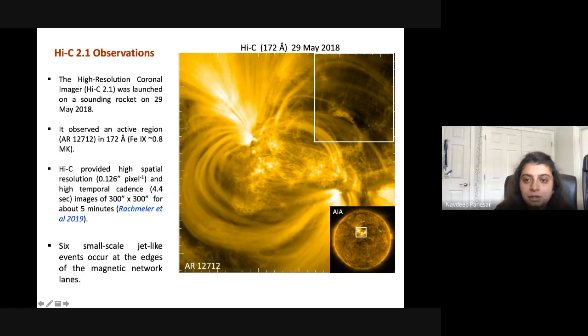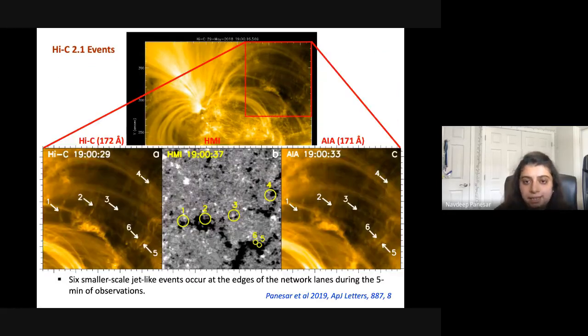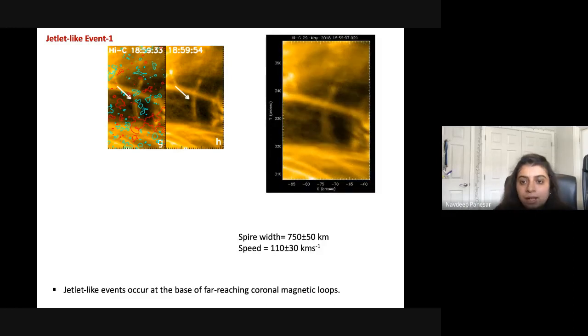And we noticed that all the 6 HiC jet-like events are rooted at the edges of magnetic networks. These all are HiC small-scale jet-like events, and the yellow circles show the magnetic base of these jetlets. At the same time, these jetlets are also visible in AIA 171 images, but you can see that they are not as clear as in HiC.